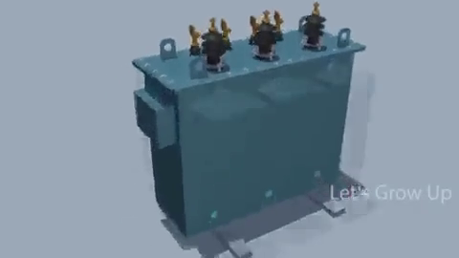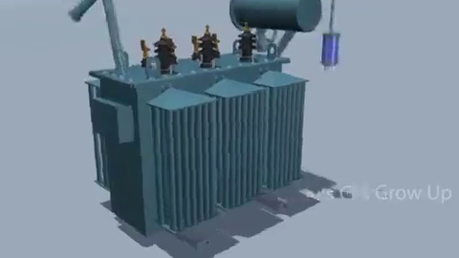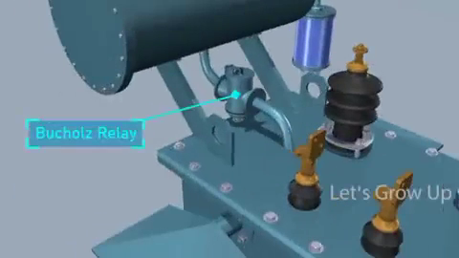Not only that, external cooling tubes or radiators are there. The radiator of the transformer accelerates the cooling rate, thus it plays a key role in increasing the loading capacity of an electrical transformer. A Buchholz relay is used to detect any fault inside the transformer.